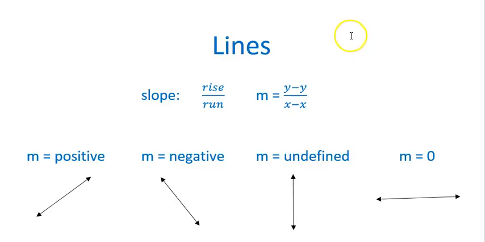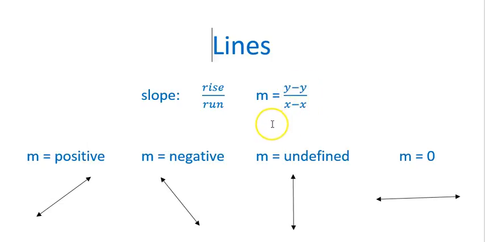This lesson is on lines, and the first thing that we need to remember is about slope. Slope is considered the rise over the run if we're looking at a line. And the formula for slope is y minus y over x minus x. And books and teachers will sometimes put y2 minus y1 over x2 minus x1.